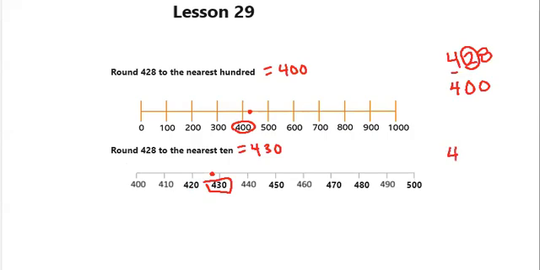If I'm asked to round 428 to the nearest 10, I might underline the 10 spot, and then I'm going to circle the next one. Is the 8 closer to 0 or closer to 10? It's closer to 10, so it's going to round this 10 up. Imagine it saying 420 plus 10 more, because the 8 is closer to 10 than it is to 0. So 420 is going to go to 430.